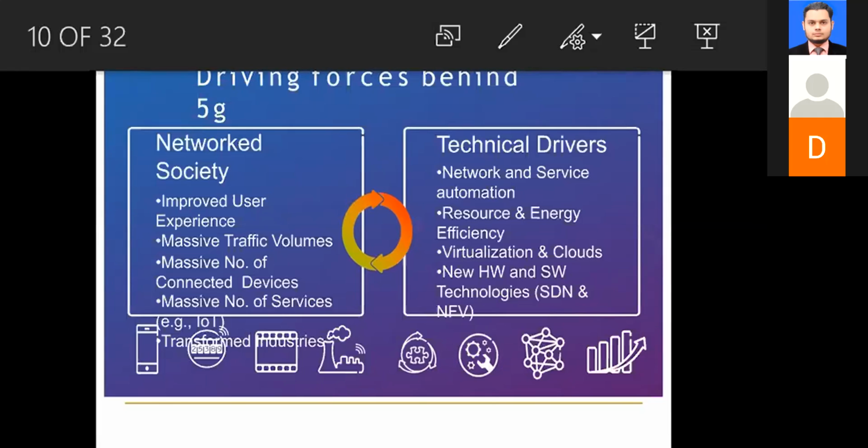If we look at the technical aspect of the driver, these are more energy and resource efficient. Virtualization is possible, and more technologies are implemented using cloud-based technology and software implementation of these smart equipment.